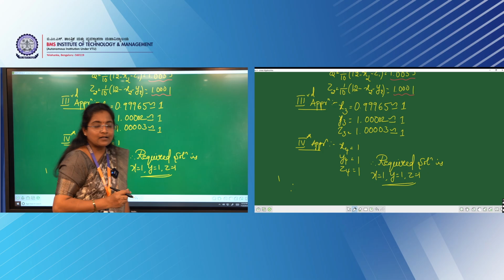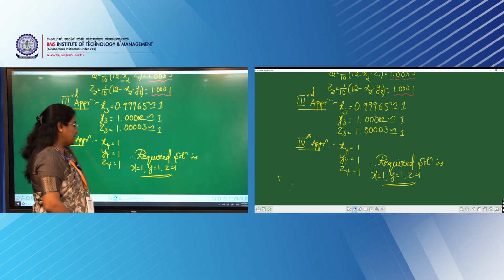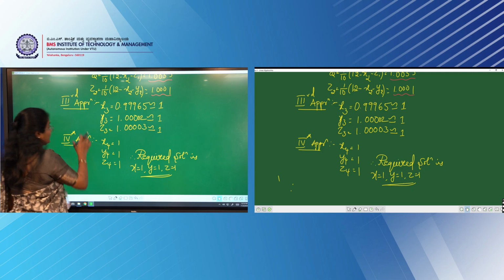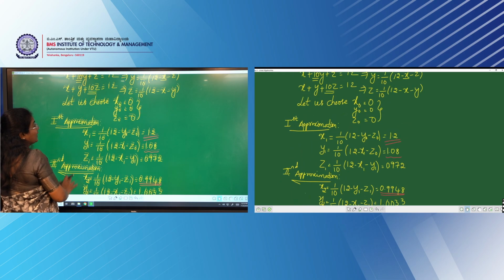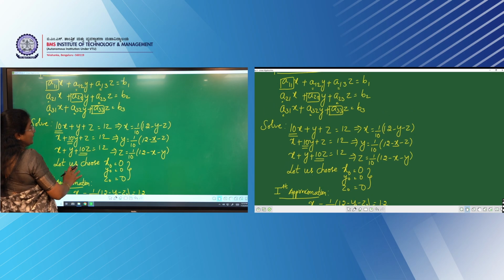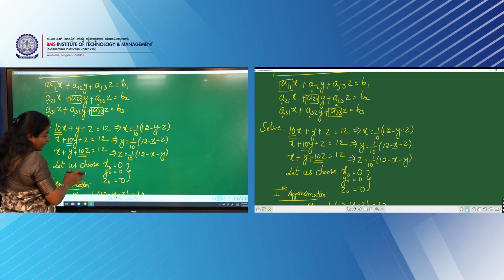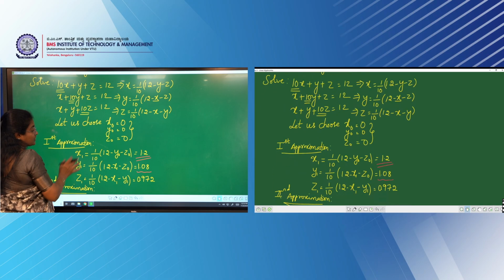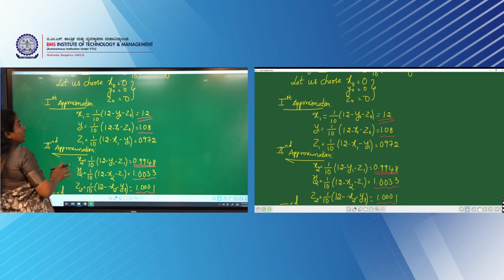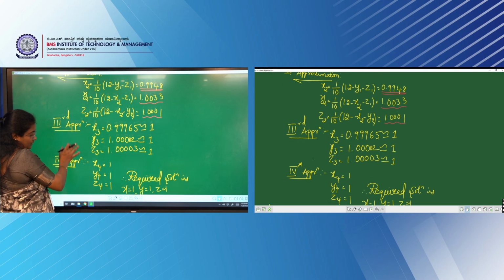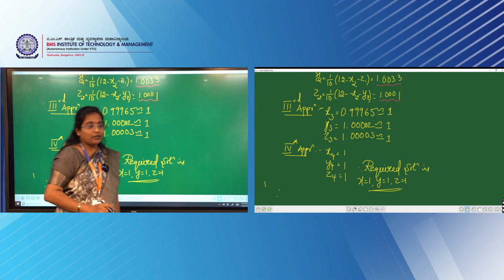So using the Gauss-Seidel method, the one thing you have to remember is that the diagonal elements should be dominant and non-zero. Then write the equations accordingly, choose the initial approximation, and repeat the procedure until you get two roots equal. So this is about the Gauss-Seidel method.